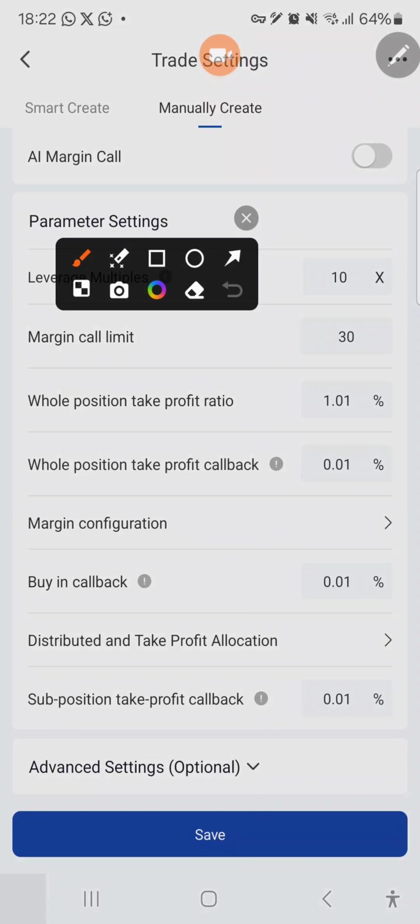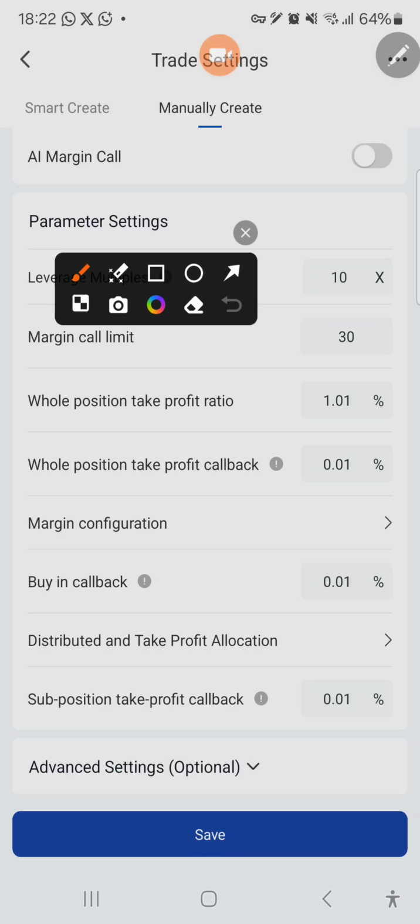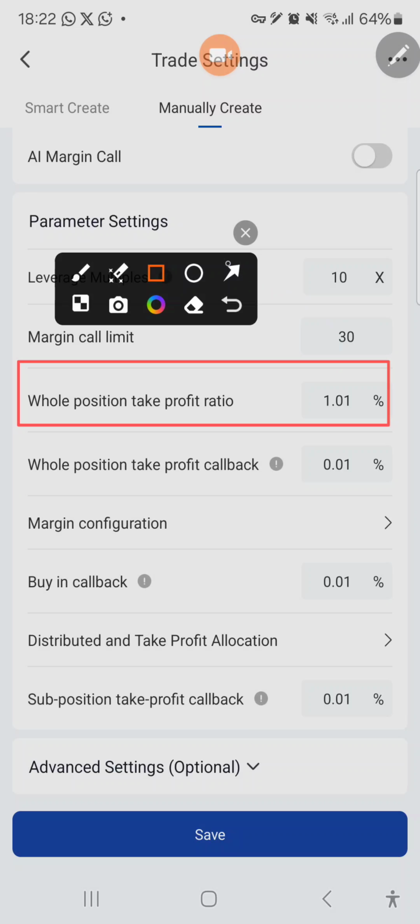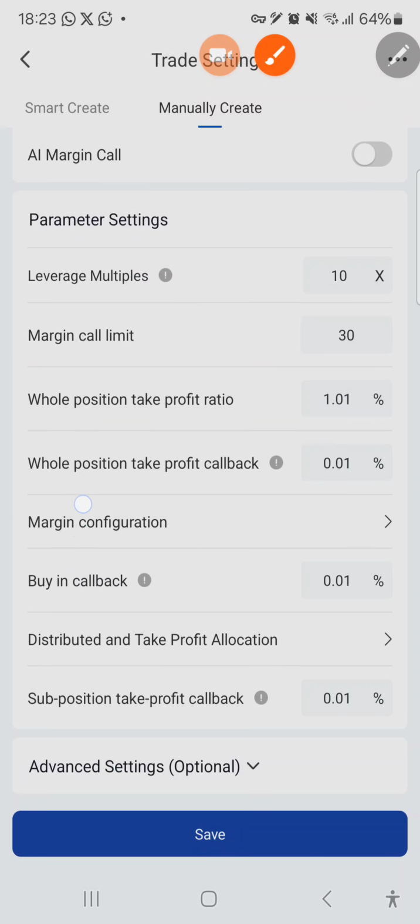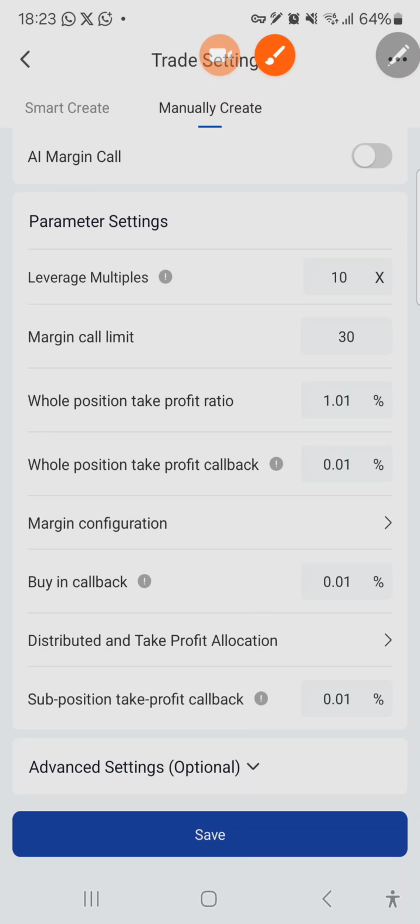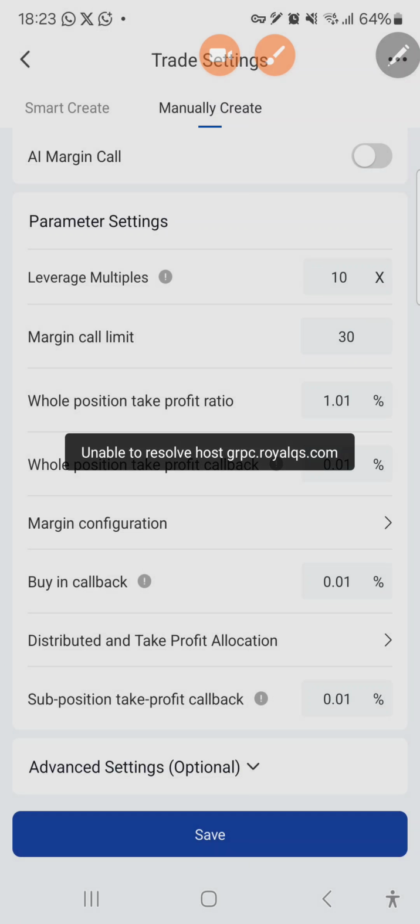And this is also about the all-position take profit ratio, the TP. The TP is leveraged. Then you're going to work with 1%, which simply is 10%. Are we there? 1% times the extra 10 is 10%. So that's how you can set up your trade and save your trades.